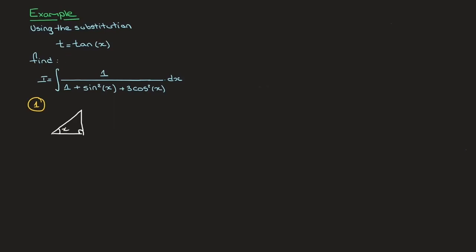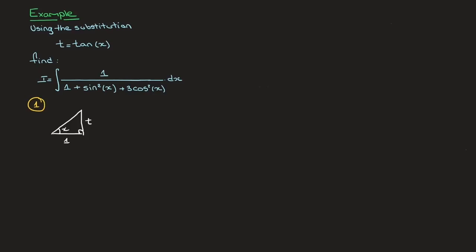Now since tan of x equals the opposite over the adjacent, a quick and easy way to make sure that tan of x is equal to t is to say that the opposite side length is t, and the adjacent side length is 1. And we can see quite clearly now that the tangent of x is equal to t over 1, which is t. And that's perfect since it corresponds to our change of variable here.